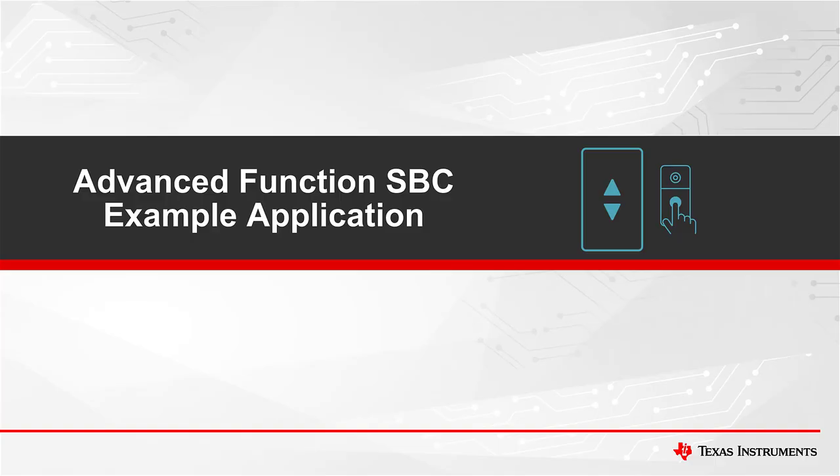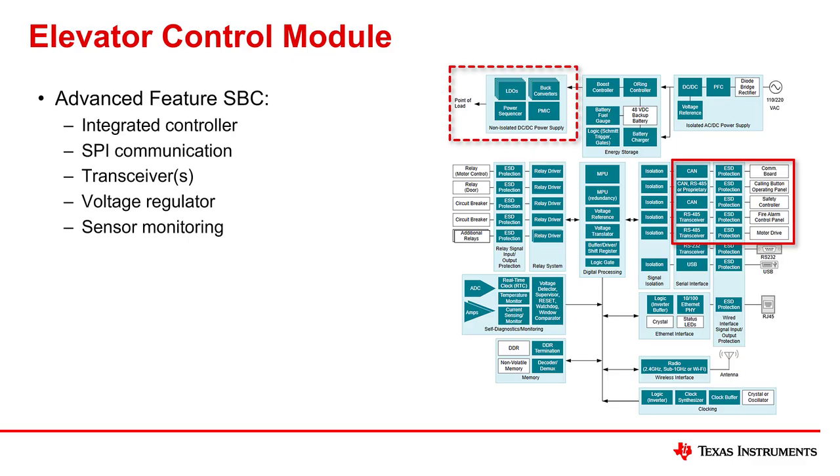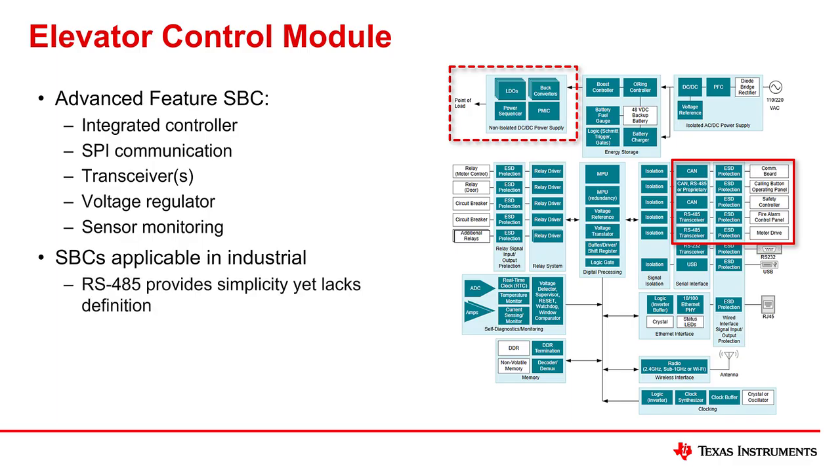Finally, advanced feature SBCs integrate protocol-specific controllers into the IC itself. These parts could be applied to the previously discussed applications, with the added benefit of being able to replace the existing controller. These types of devices can be used in industrial applications. A good application example is an elevator control system, where there are primarily two flavors of communication in these systems, RS-485 or industrial CAN.